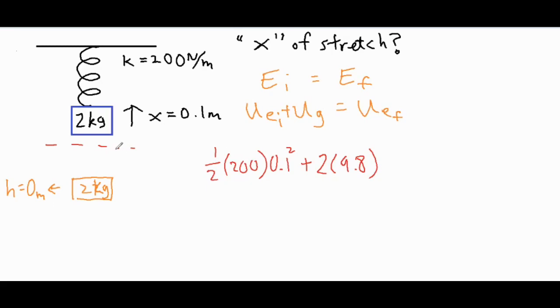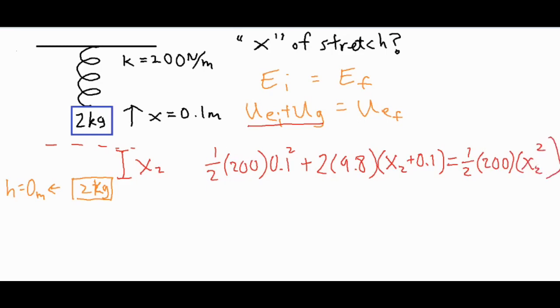So let's go ahead and call this amount of stretch our x2, which is our final thing that we want to look for. So we can call our height x2 plus 0.1 because this compression over here is going to push it upwards an additional 0.1, and that's going to be all of our initial energies. And then after that, we're going to set that equal to our final. Our final is just the final elastic potential energy, 1/2, same K value of 200, and we don't know this x2. That's what we're looking for.